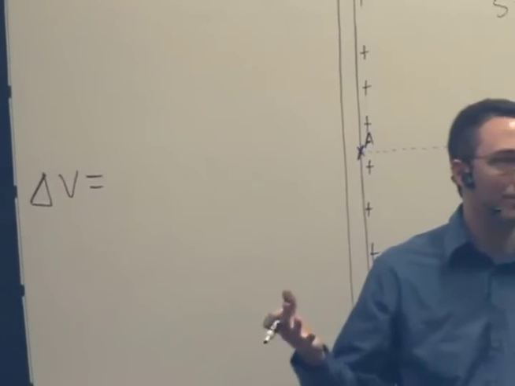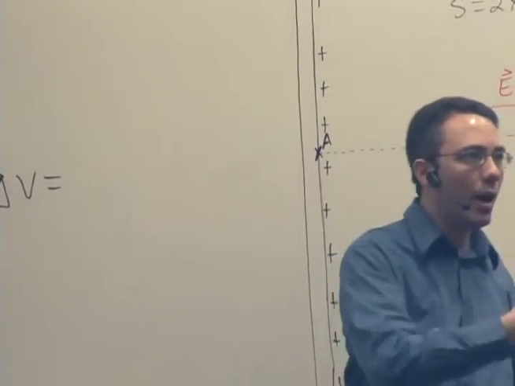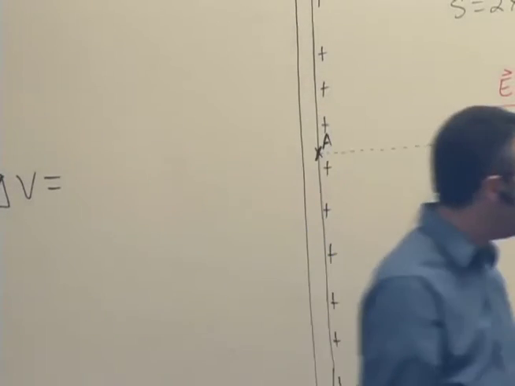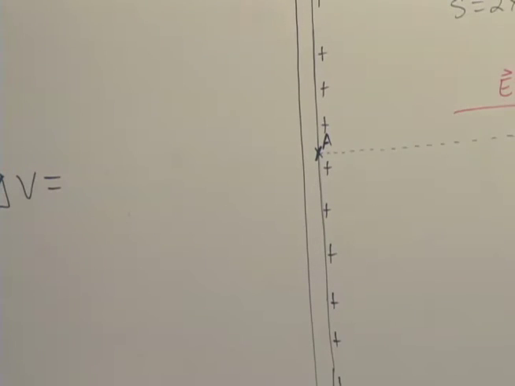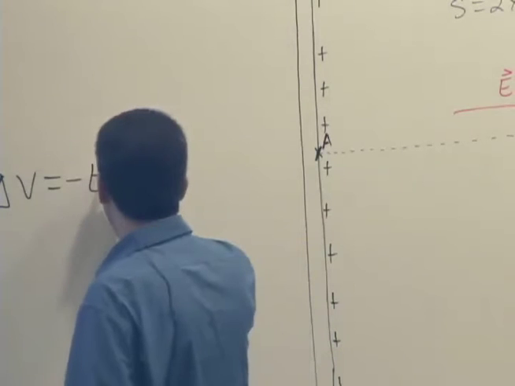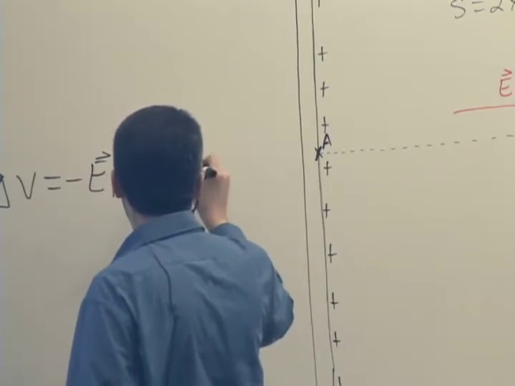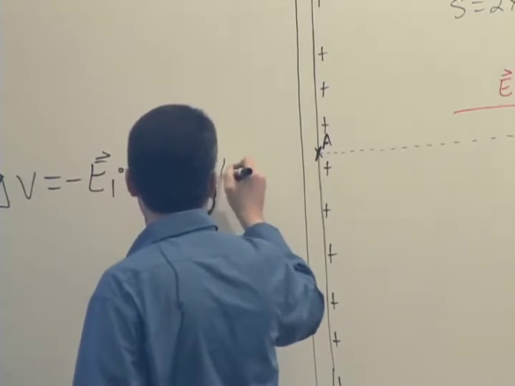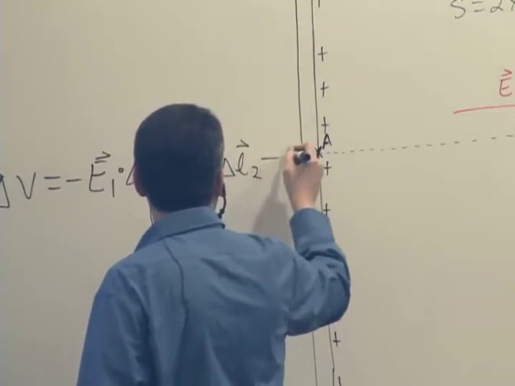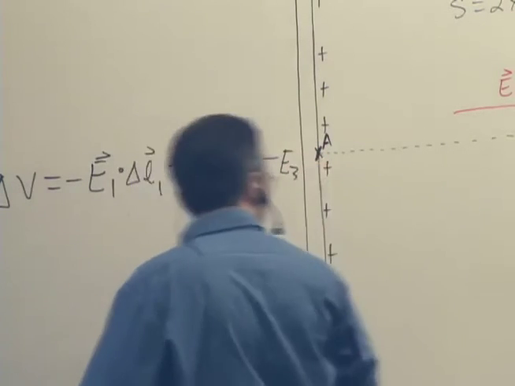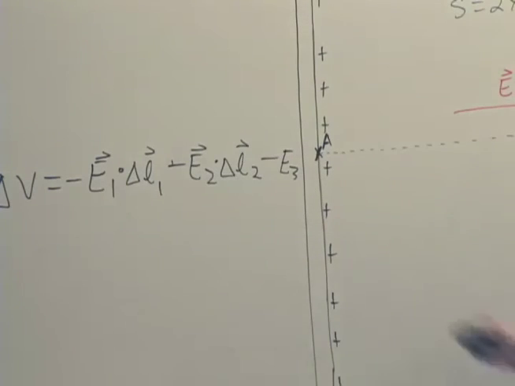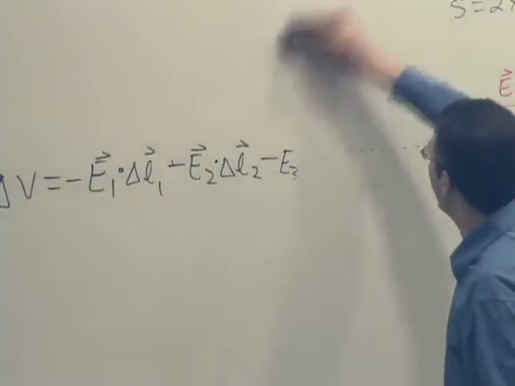What do we do? We add them up, right? We take one at a time, find the delta V across the first region, then across the second region, then across the third region, add them up. So we have an E1 dot delta L1, right? Minus an E2 dot delta L2 minus an E3 dot delta L3.